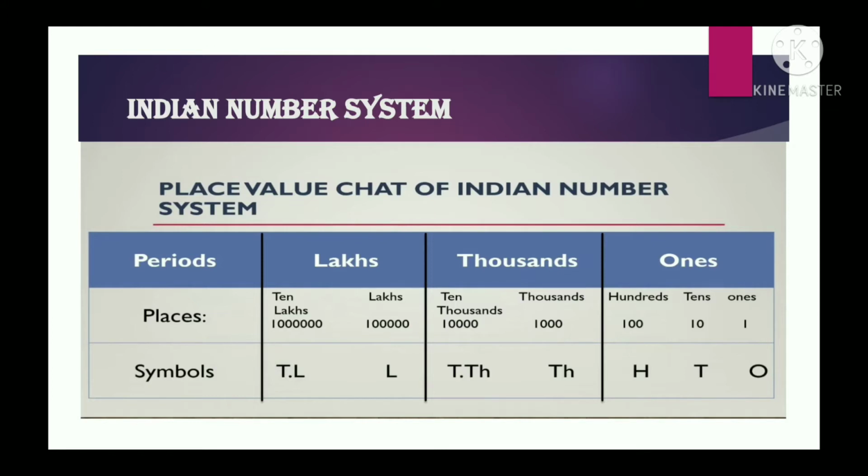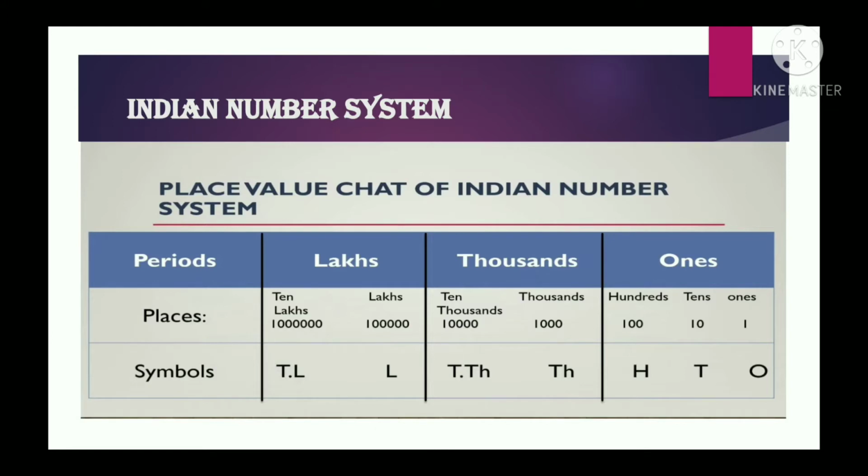In the ones period, there are 3 places: ones, tens, hundreds. Then the next period is the thousand period, in which we get 2 places: thousands and 10,000s. And the third period is lakhs, in which again we get 2 places: lakhs and 10 lakhs. Their symbols you can also see here.